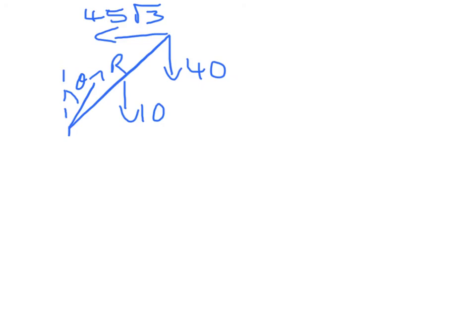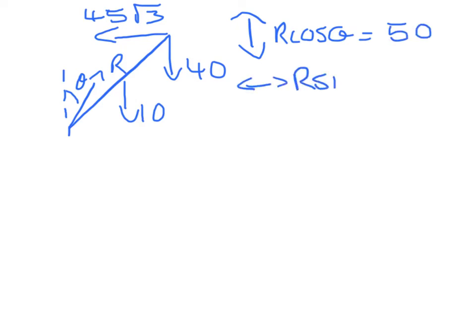In part 3, we're asked for the magnitude and direction of the reaction force at the hinge, so I'm going to resolve. If I look at the vertical direction, I have R cos theta has to equal the 10 plus 40, so that's 50. And if I look at my horizontal direction, R sin theta has to equal 45 root 3.